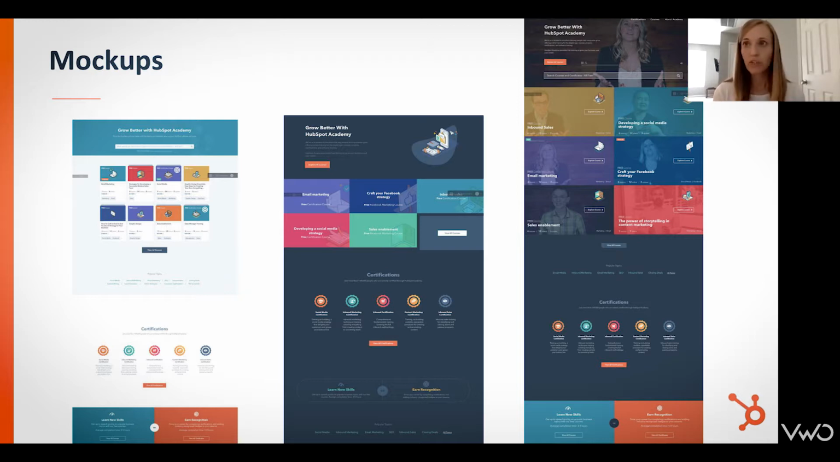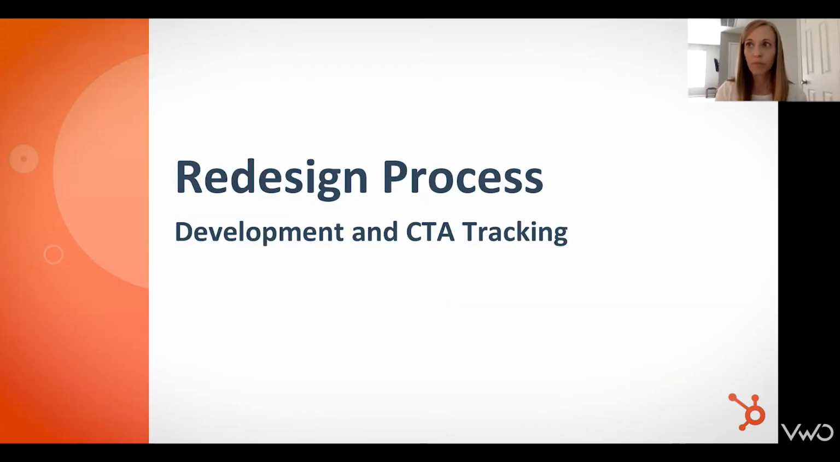From here, we knew the direction we were moving with the design, so the designer moved into creating mockups for every single page. There were more rounds of stakeholder feedback and more rounds of remote user testing. But we ended up with a clean, clear design that everyone was happy with. From there, we moved into the development and CTA tracking stage.